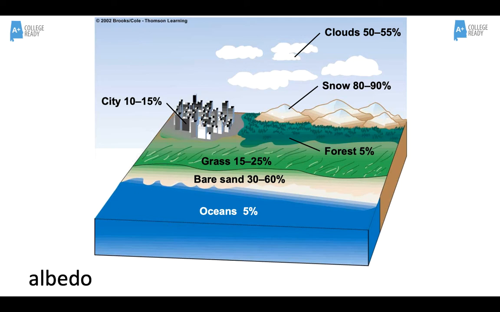And this is showing you the albedo effect that I was talking about. So clouds are going to reflect a significant amount. Snow and ice will also reflect a lot of the energy coming from the sun back into space. And that is called albedo.